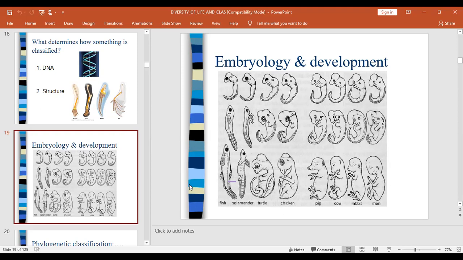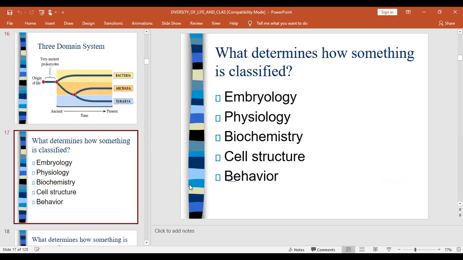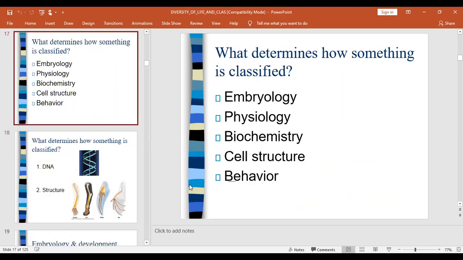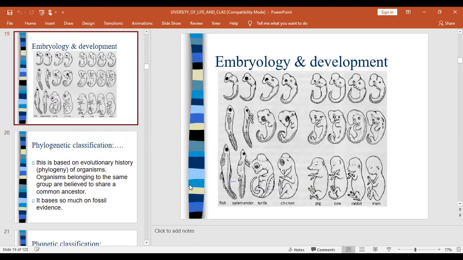So, we are looking at embryology. I was talking about what determines how something is classified. We look at embryology, and now you can see from here that as we look at the stages of development of these organisms, we can classify man, rabbit, cow, and a pig, looking at their embryological development. Don't you think there is a level where we can put them in the same taxa?